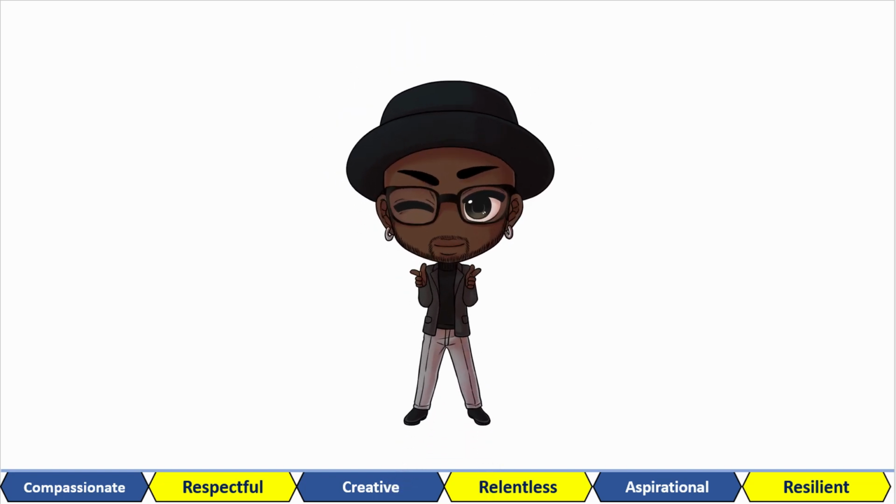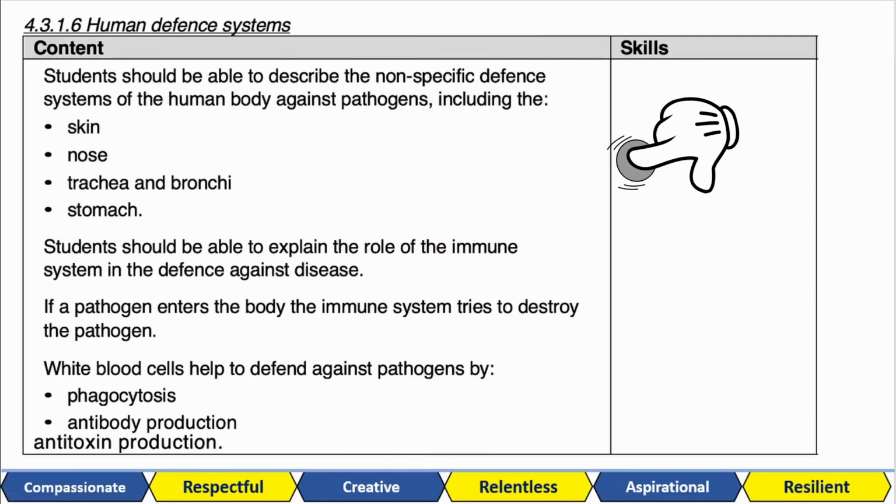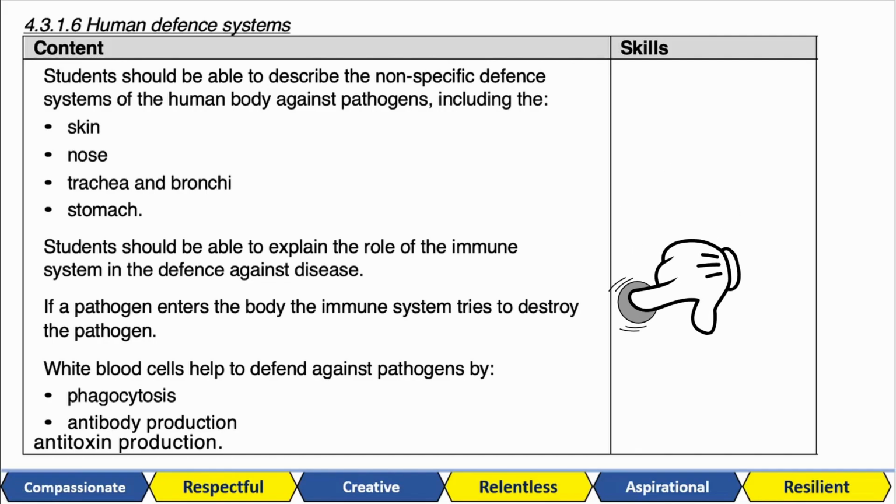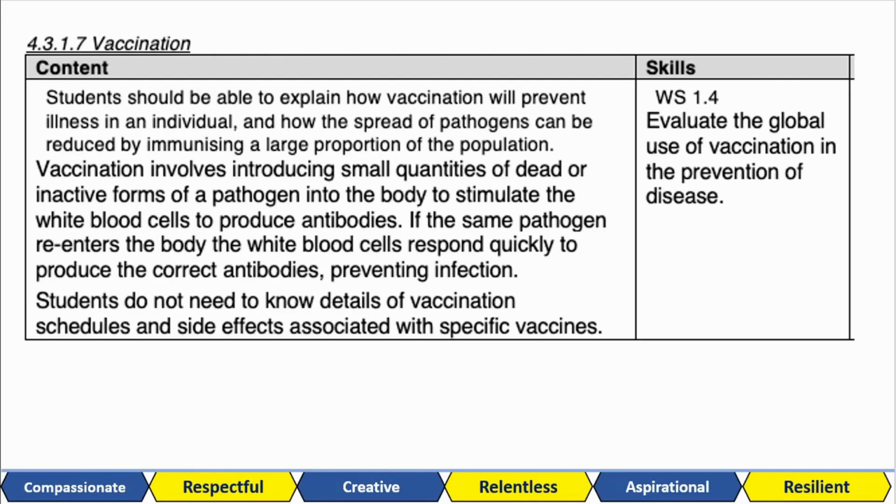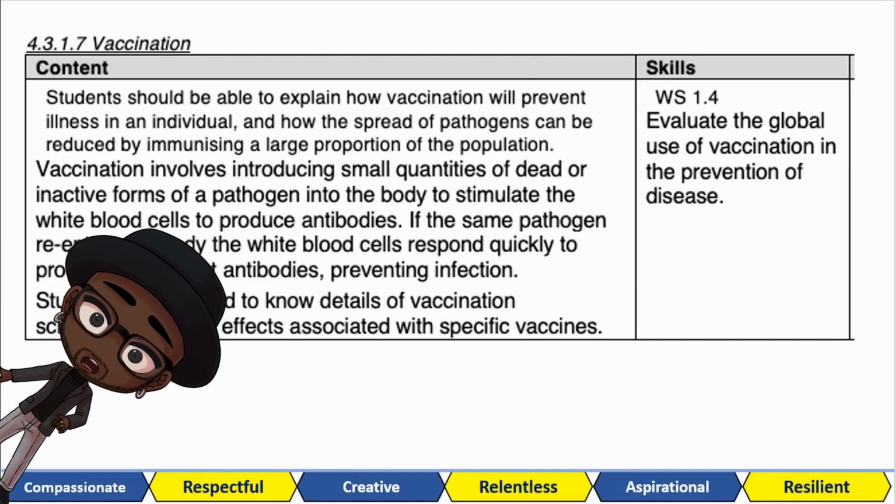Yes, it's Uncle Jegs. Last time we saw the different human defense systems that protect us against pathogens. This video is going to focus on what you need to know for vaccination, and if you have a look at the skills box, we also need to be able to evaluate the global use of vaccines in preventing diseases. So I'll show you how to answer evaluation questions as well.